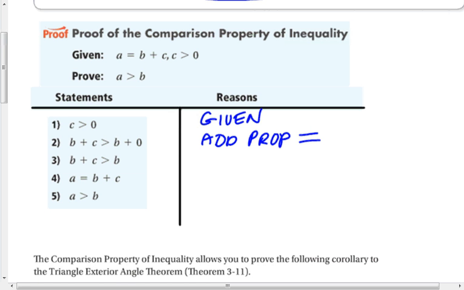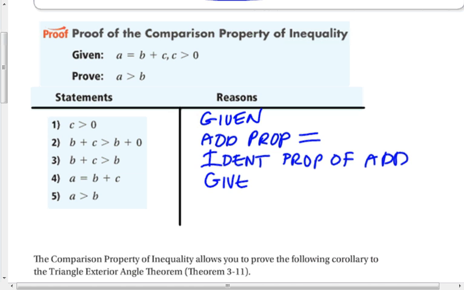And then B plus C must be greater than B because B plus 0 is equal to B according to the identity property of addition. And we're given that A is equal to B plus C. So by substituting A for B plus C, we get A is greater than B.